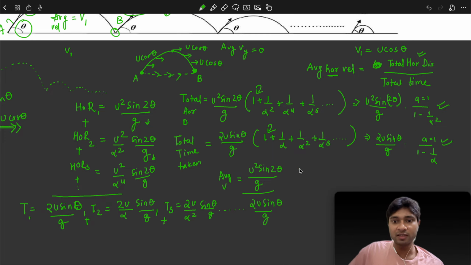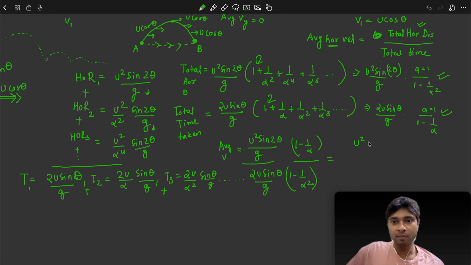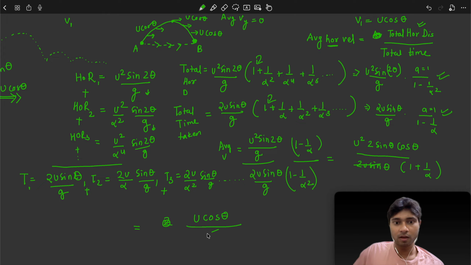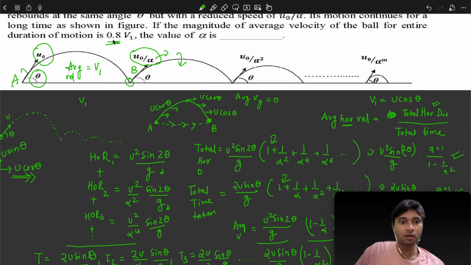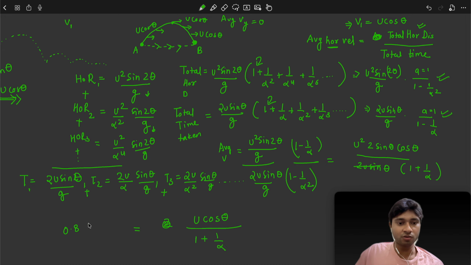It will get cancelled out, so this will turn out to be u square, expanding sine 2 theta as 2 sine theta cos theta by g, g is also cancelling out, by 2u sine theta, and in the denominator it will be 1 plus 1 upon alpha. This 2u sine theta will get cancelled out, so eventually it will be u cos theta upon 1 plus 1 upon alpha. This will be the factor, and this average velocity is given as 0.8 v1. This was given. And v1 we have already derived. v1 was nothing but the average velocity for the first projectile, which was u cos theta.